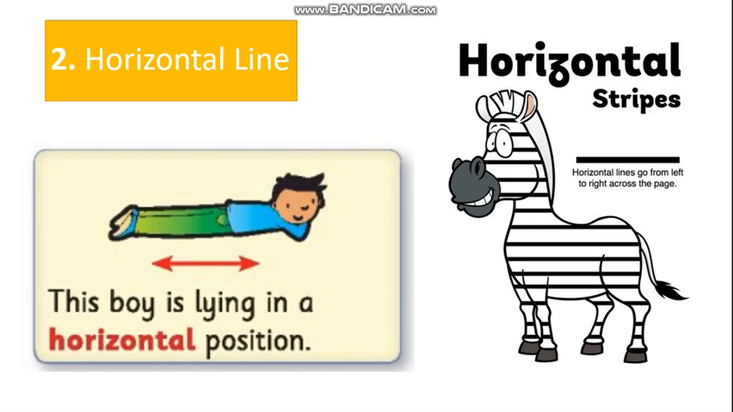Now, horizontal lines. Horizontal lines are in a position of going from side to side. So here are horizontal lines on the zebra. Can you see they go from left to right across the page, just like the lines in your copybook. And over here, this boy, he is lying in a horizontal position from side to side.